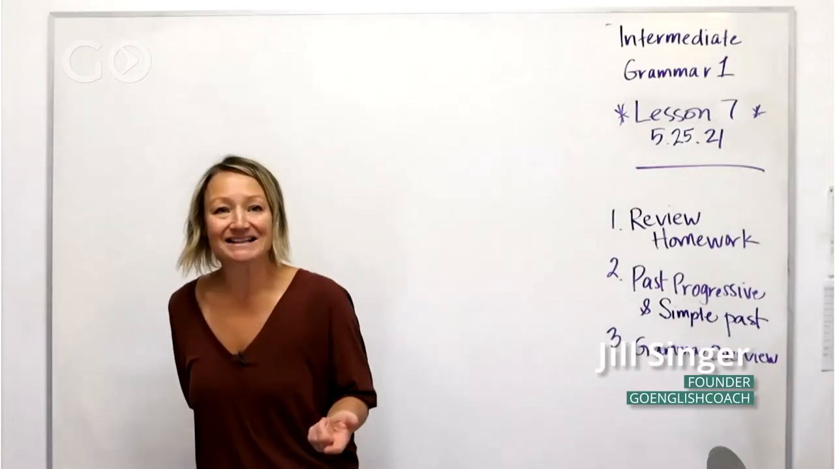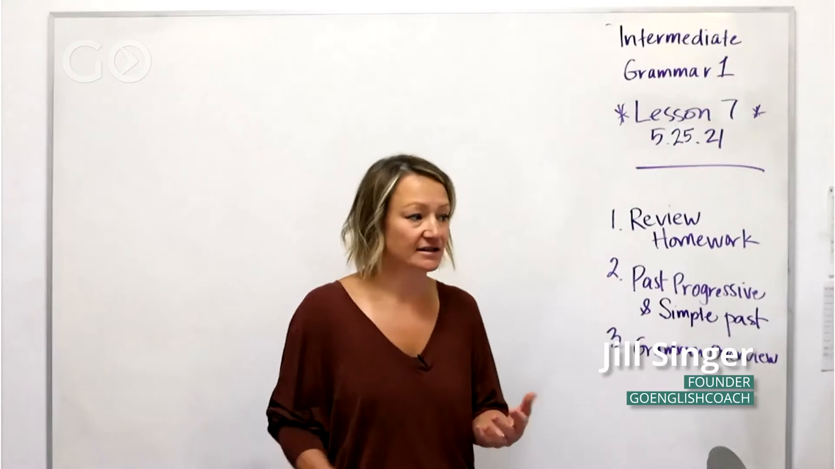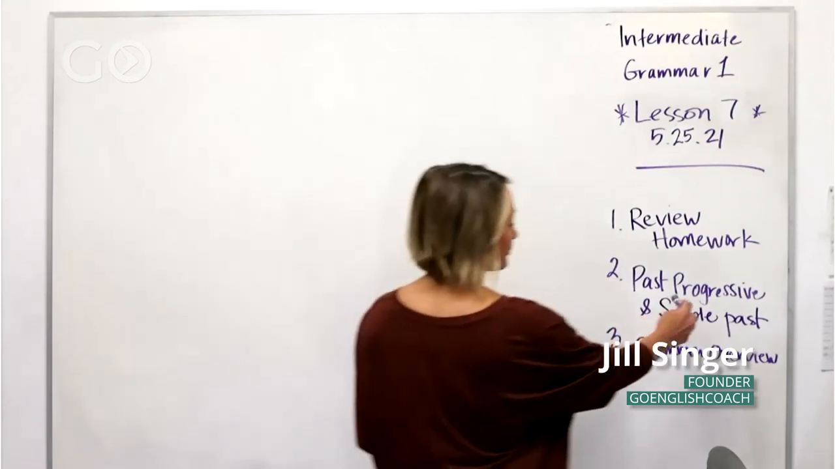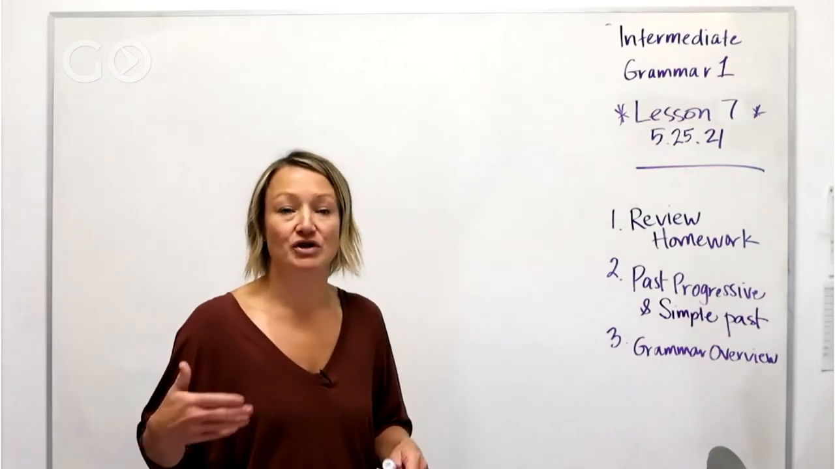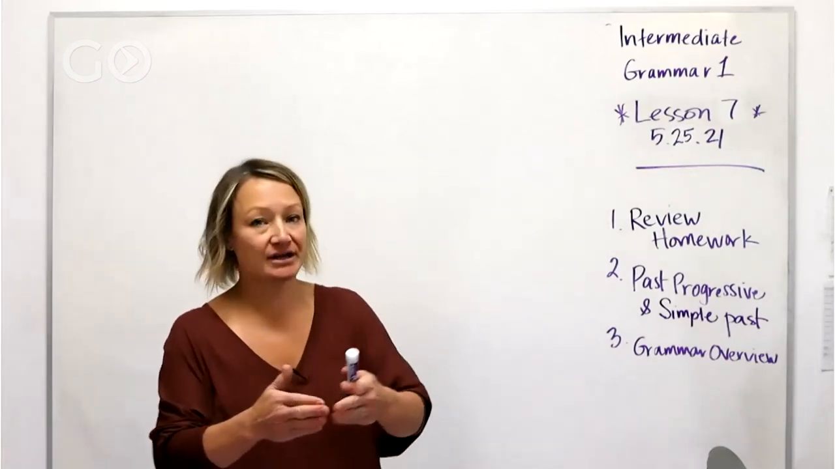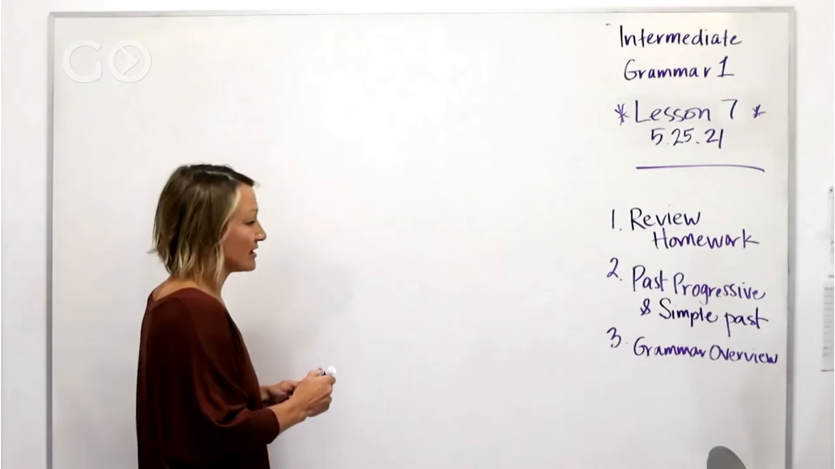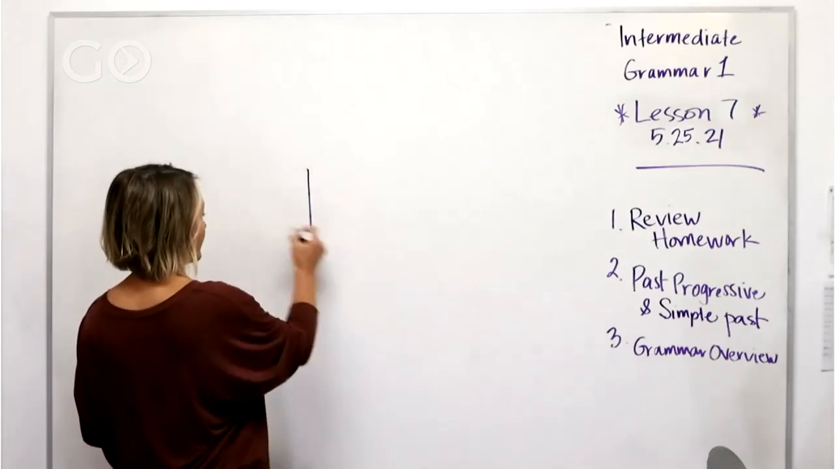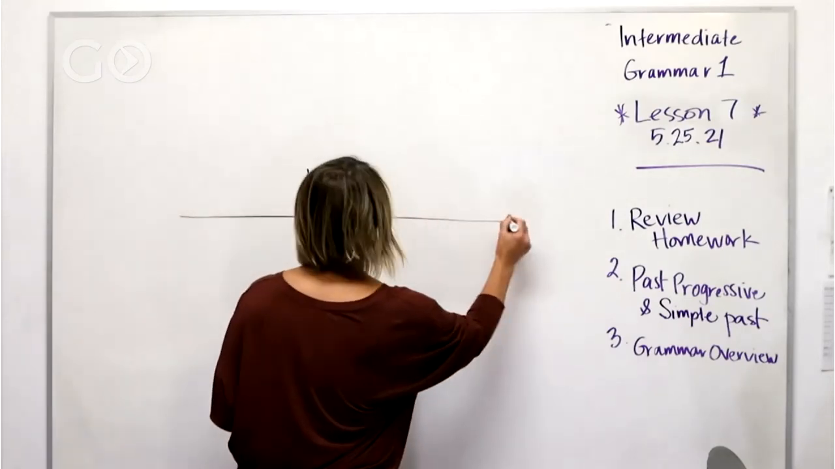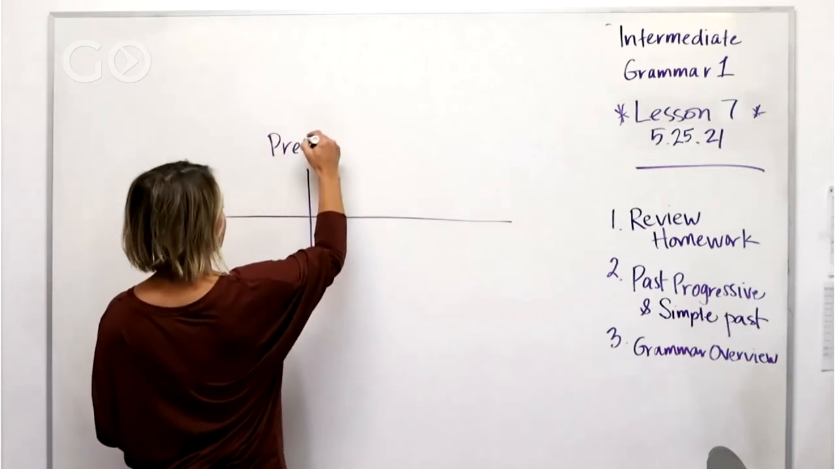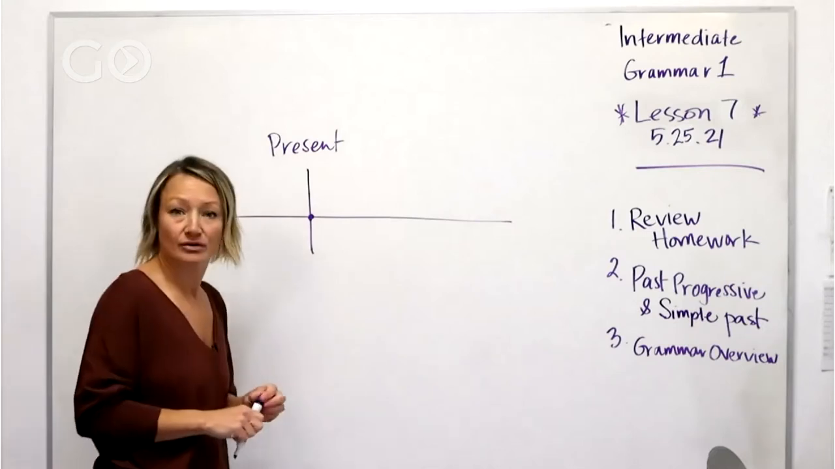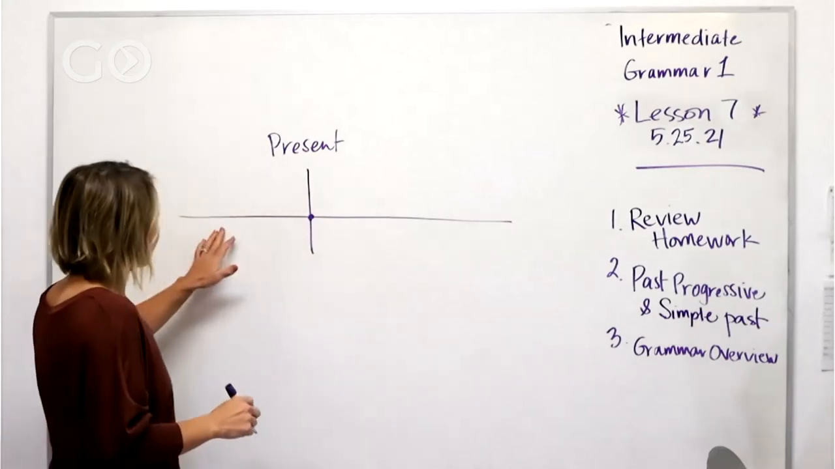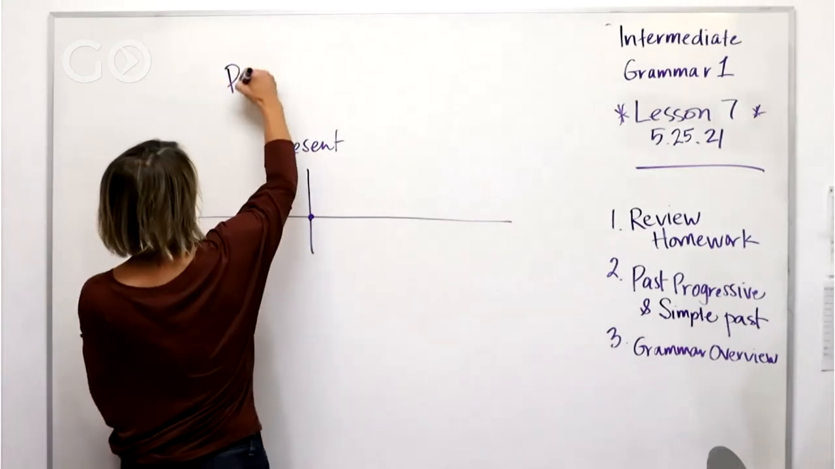So the past progressive. We know that when we use the word progressive when we're talking about the tenses, we're talking about something that happened from, let's look at a timeline here, okay? So this is the present right here at this line. So we're gonna call this now, okay? This is now.